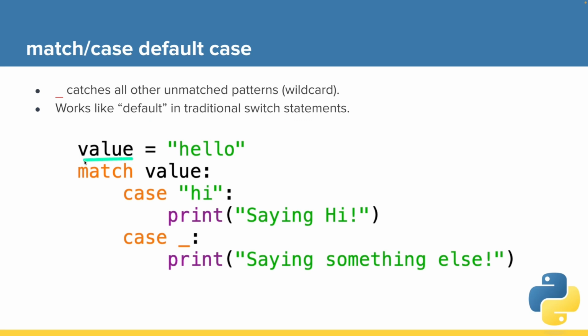So we can have a value variable assigned to the string hello. We're matching on value. If this value variable matches hi, we'll print saying hi. Otherwise, print something saying something else. So this here will match this catch-all wildcard pattern. So that's something that we can have equivalent to our else statements in our if, elif, else conditionals. Can be useful.